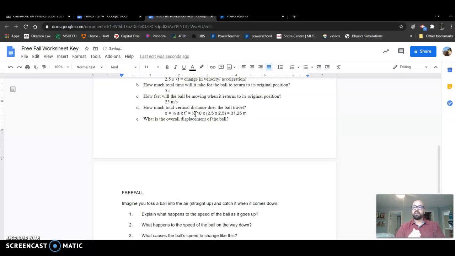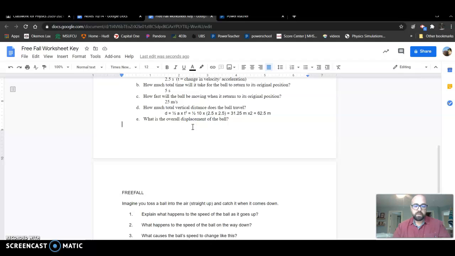So this is now the distance just to go one way. What we then do is multiply that by 2, and we get 62.5 meters. So that's how you find the total vertical distance.